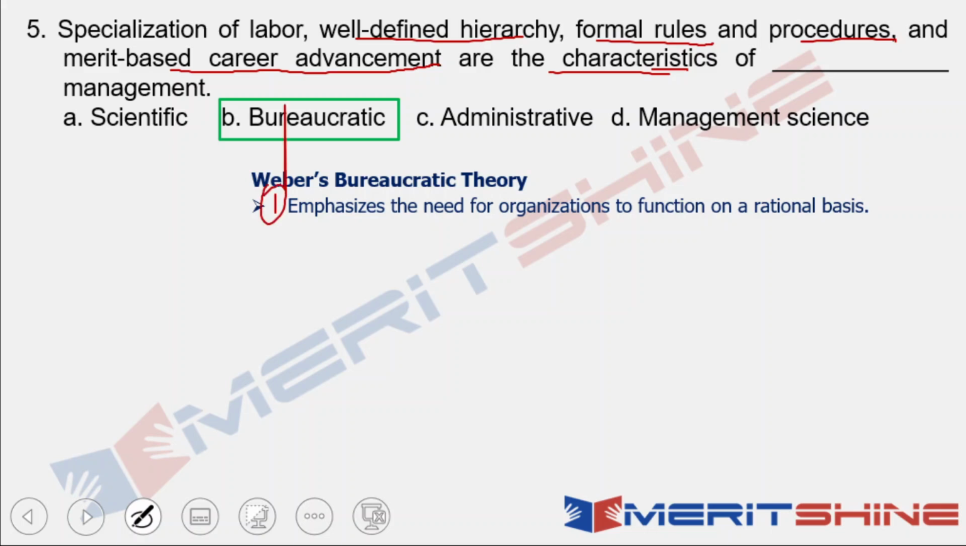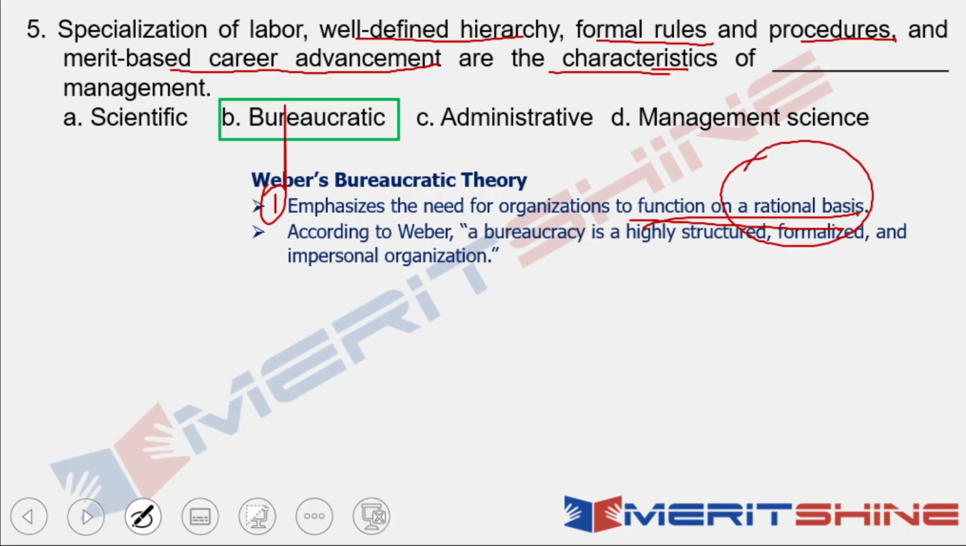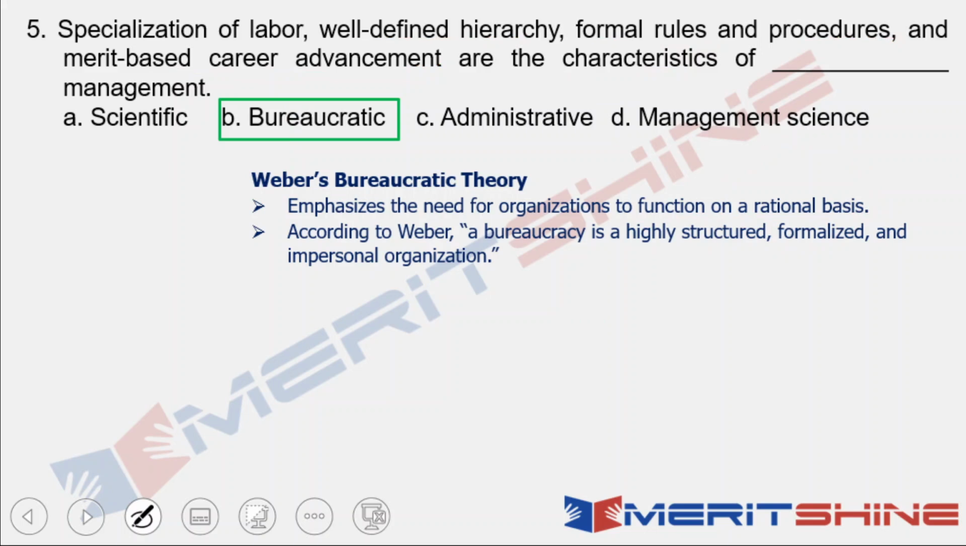First of all, it emphasizes the need for the organization to function on a rational basis. So the assumption of bureaucracy is that the organization should have a rational basis. Second, a bureaucracy, according to Max Weber, is a highly structured, formalized and impersonal organization. Now you see, highly structured, formal rules and procedures. So this is from that only.